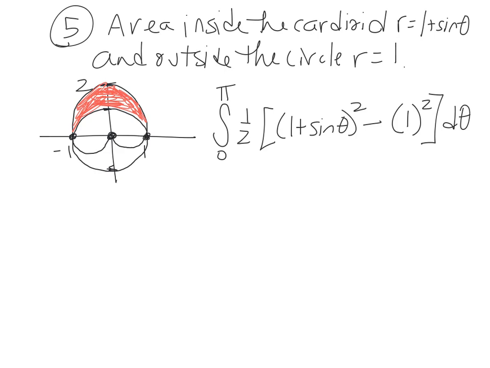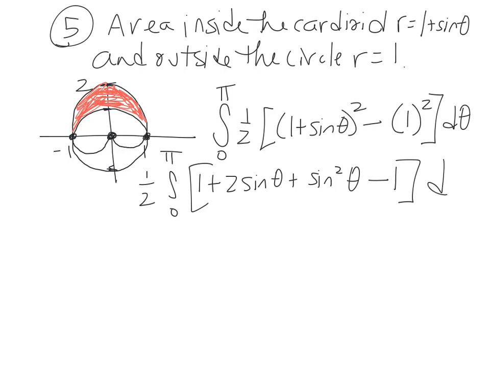So the 1/2 can come out in front. 1/2 the integral from 0 to pi. I'm going to square 1 plus sine theta, so that's going to be 1 plus 2 sine theta plus sine squared theta minus 1 d theta. I do need to use the power reducing formula. Oh wait, first I could combine like terms. +1, -1, those add up to 0.